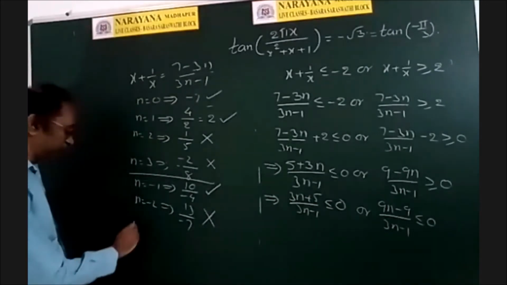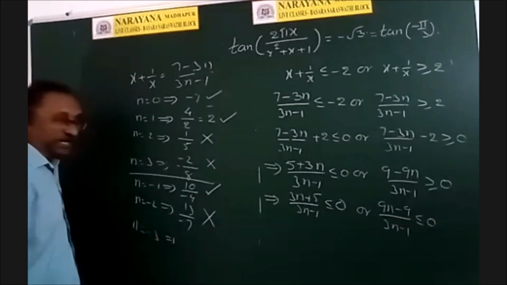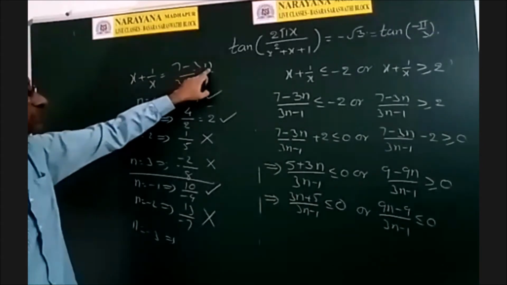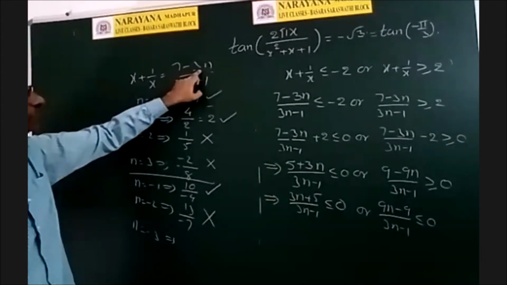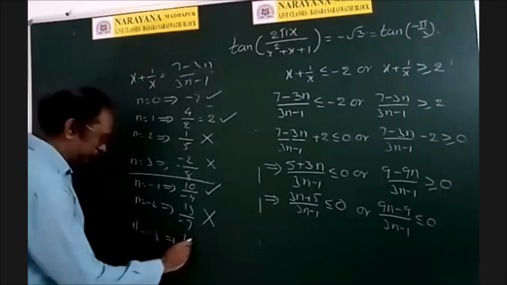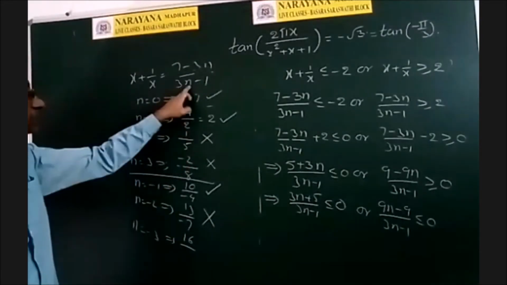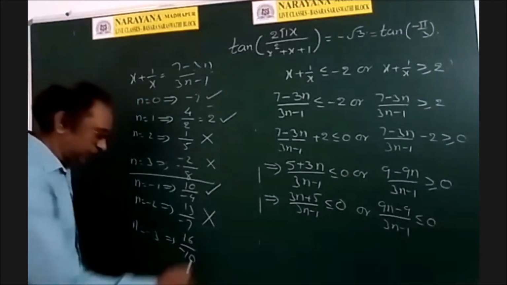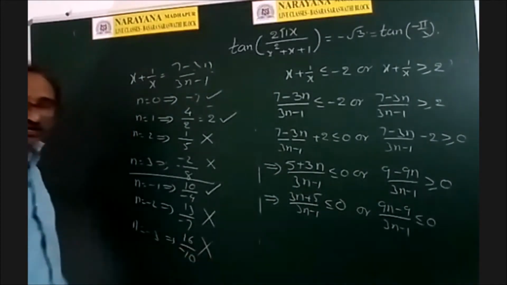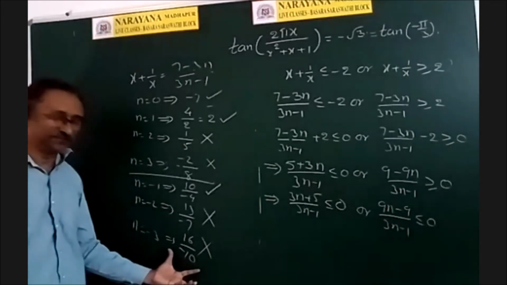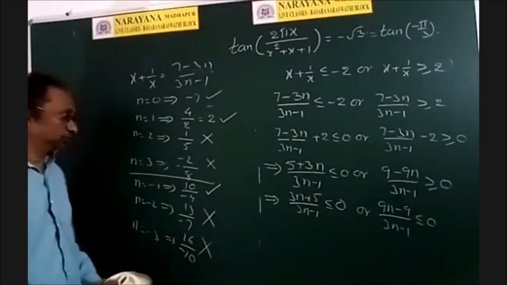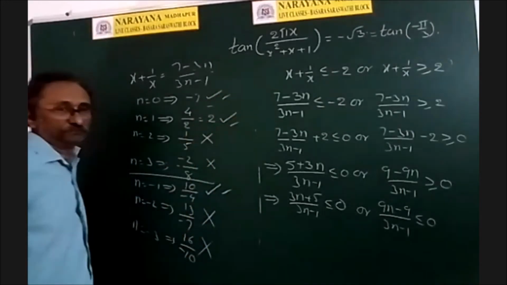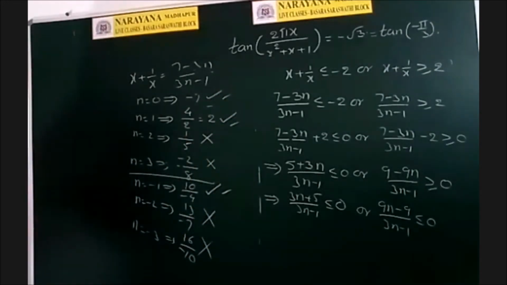Don't take this. Suppose if you take, put n is equal to minus 3, what happens? Minus 3 means 9. 9 plus 7, 16, by minus 3, minus 9 minus 1, minus 10. So it is also greater than minus 2, that is, it lies in between minus 2 and plus 2. Therefore, how many solutions are there? 1, 2, 3.